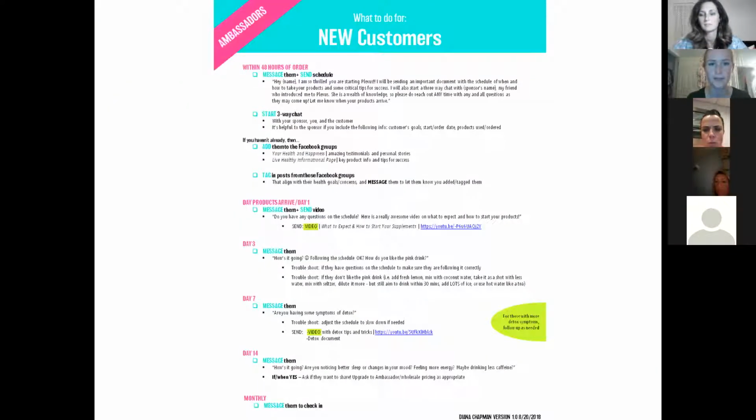And this is what that looks like. It gives a suggested ideal timeline, then action, and then some verbiage, and it brings you through from the second they order through a monthly check-in.